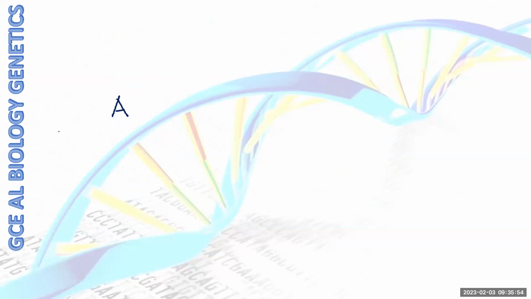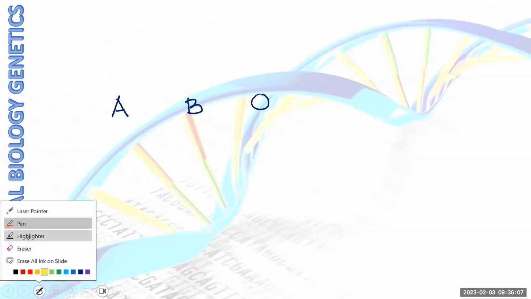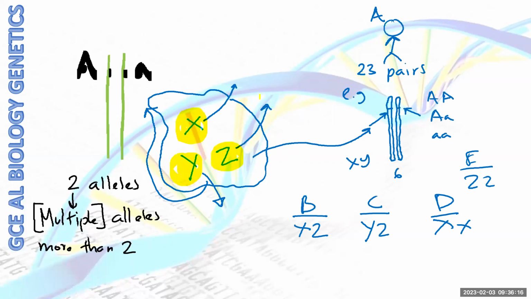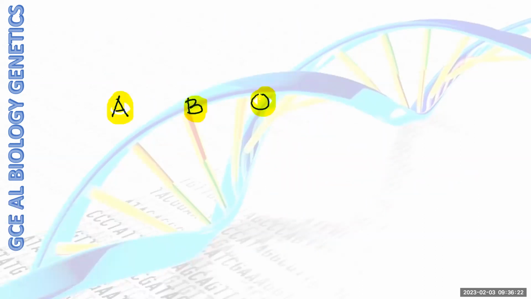This is one allele, and this is another allele, and this is another allele. So A, B, and O. A, B, and O are the alleles for blood groups. Now this is fitting to the concept we learned, X, Y, Z. There are three alleles, X, Y, Z, existing in the human population. So there are three alleles, A, B, O.